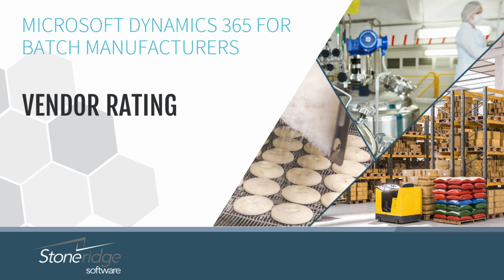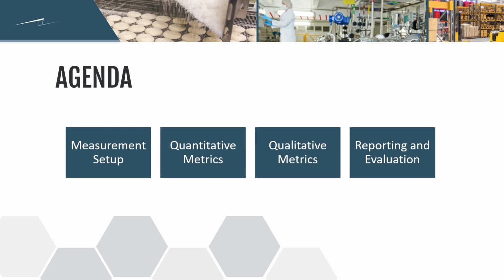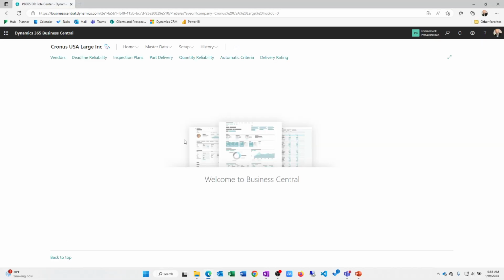In this video, we will be focused on vendor rating and looking at some configuration options around vendor rating and how that works. In this session, we've really called it vendor rating, although this functionality can also be configured to apply to customer ratings as well. So let's dig into the product into Business Central and take a look at the configuration options for vendor rating.